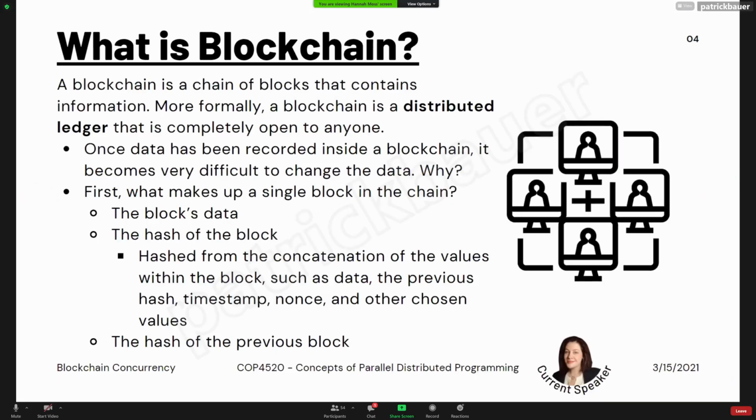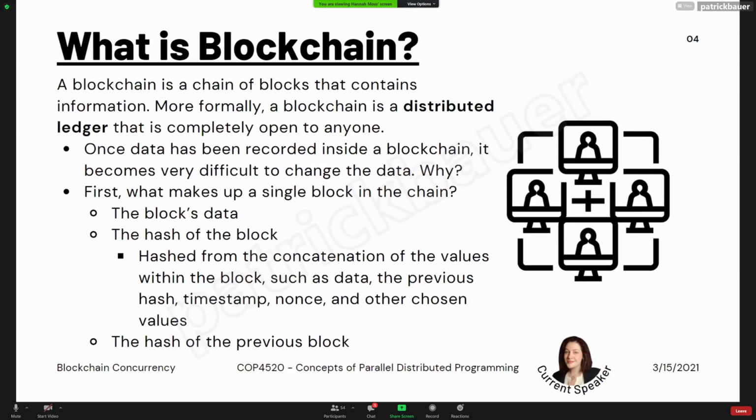So a blockchain is a chain of blocks that contains information. More formally, a blockchain is a distributed ledger that is completely open to anyone. And so once data has been recorded inside of a blockchain, it becomes very difficult to change. But why is that? First, let's go over what makes up a single block in the chain.